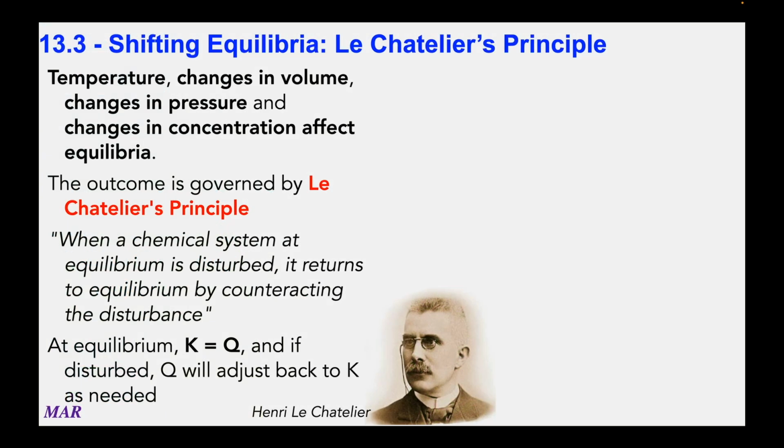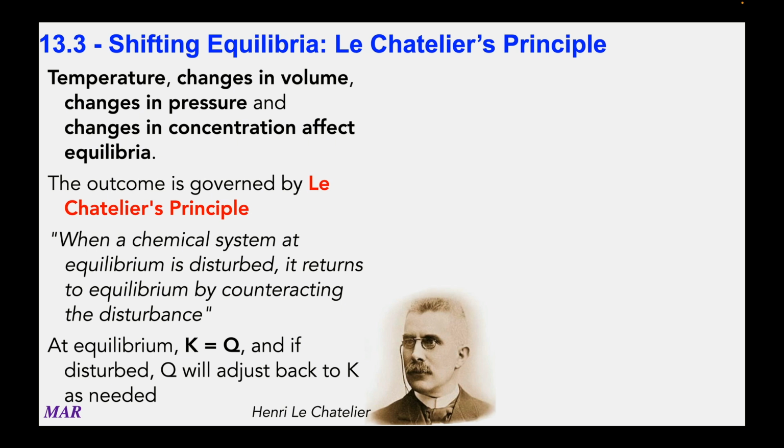Le Chatelier was a French scientist who did a lot of work in mines. And while he was looking at the mines, he came up with this idea of how equilibria could be changed by things like changes to temperature, volume, pressure, concentration, and all different kinds of things. So Le Chatelier's principle states, when a chemical system at equilibrium is disturbed, it returns to equilibrium by counteracting the disturbance. And I know that's as clear as mud, so I'll give you some examples.